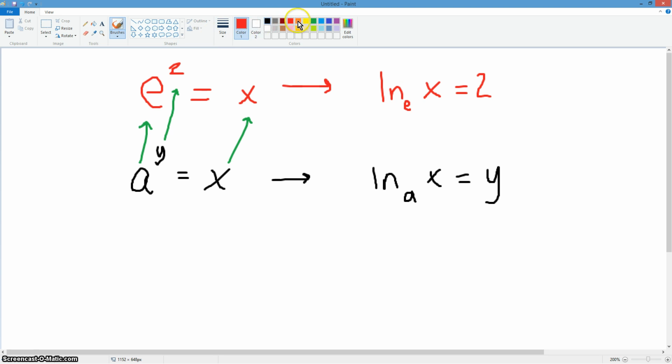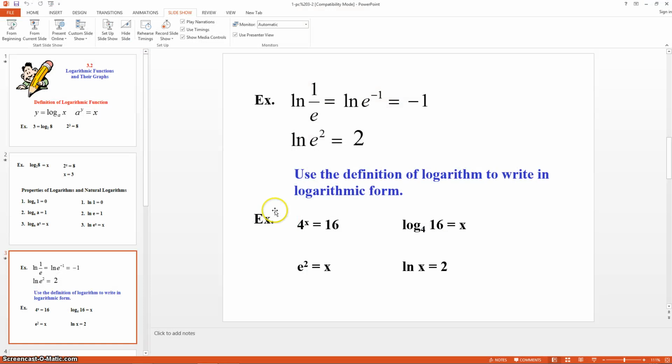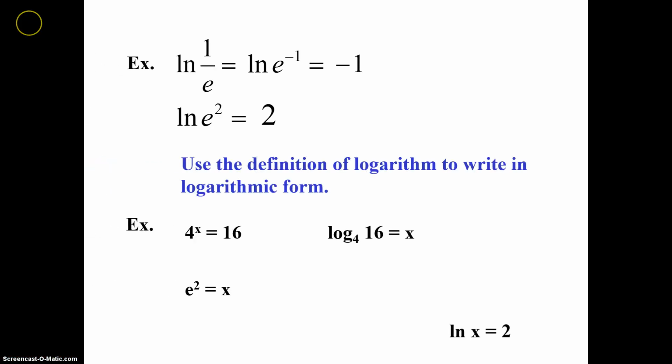Okay, now we can rewrite this a little bit more formally. We don't necessarily have to write that e because we know that all natural logs have an understood base of e. So we can just say that natural log of x is equal to 2. Both of these solutions are equivalent and I will accept both of those solutions. So let's check. And that's exactly what we got. Natural log of x is equal to 2.